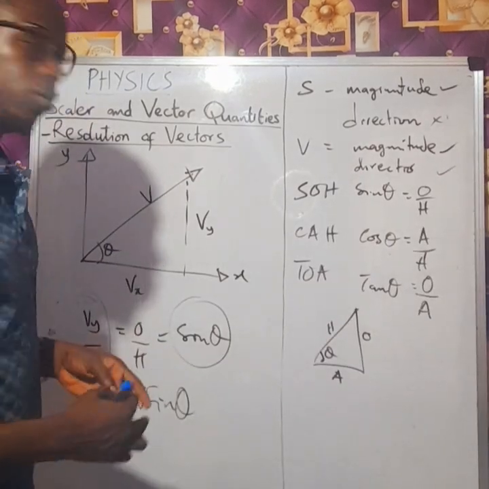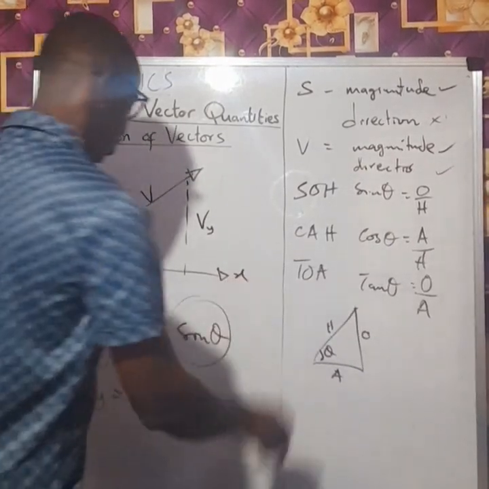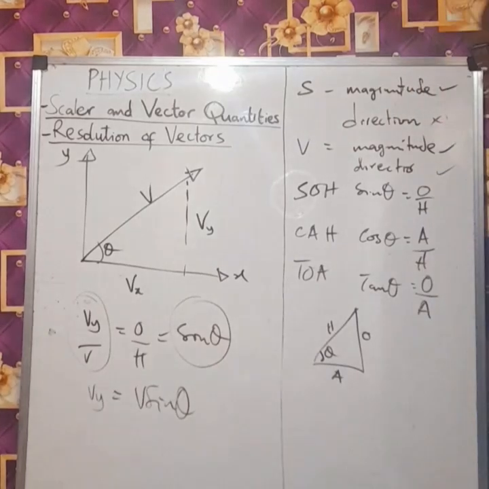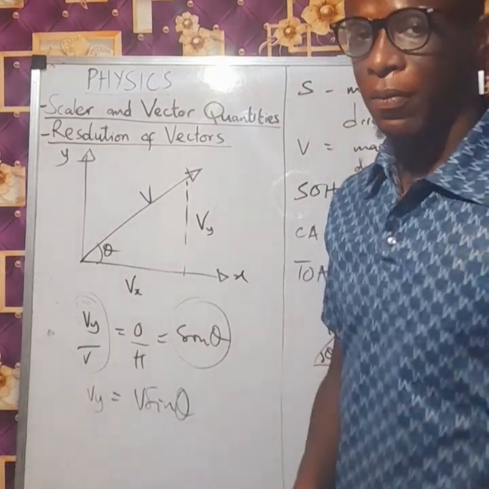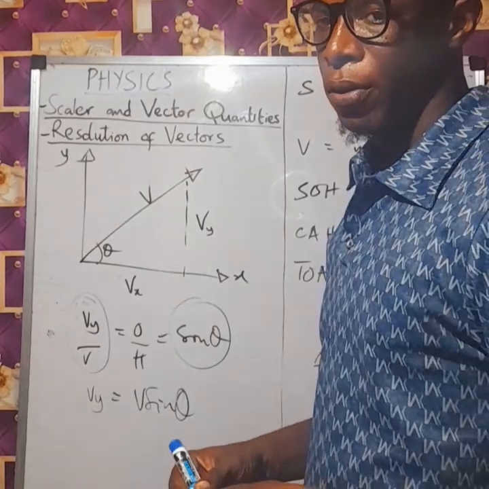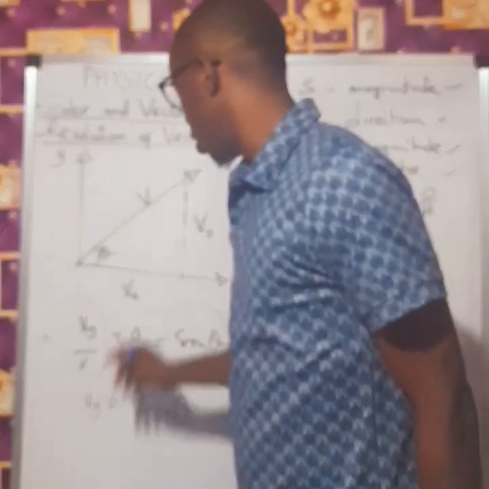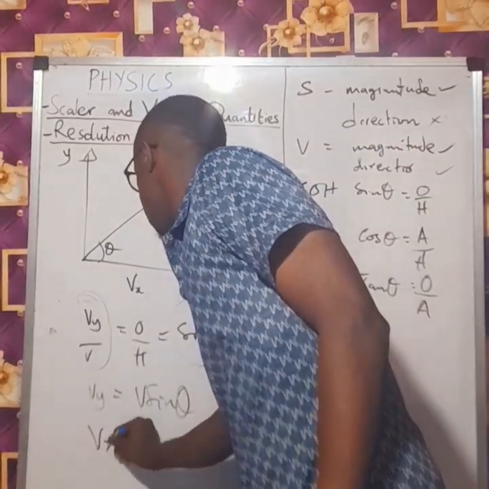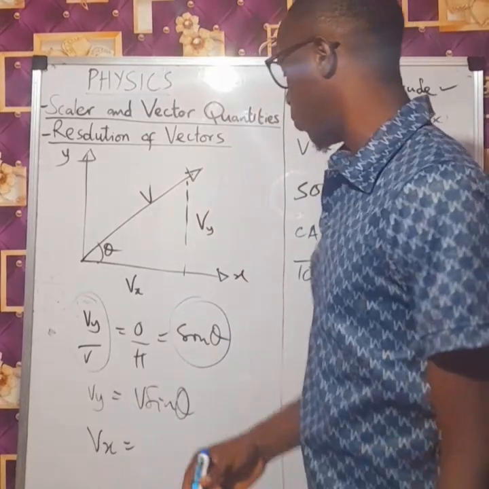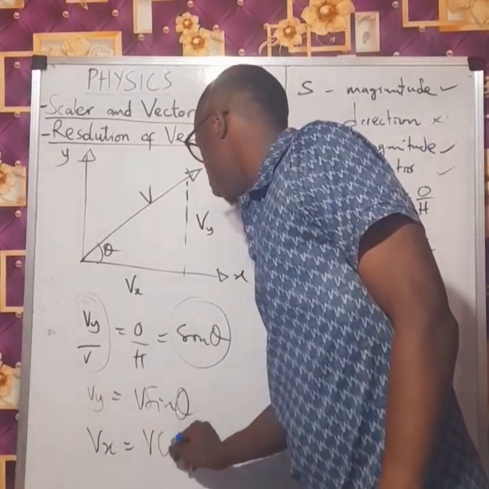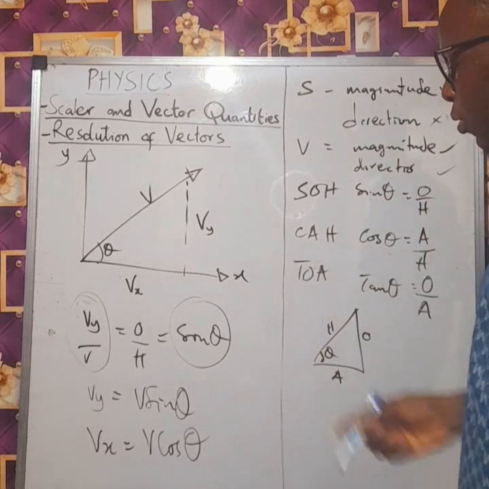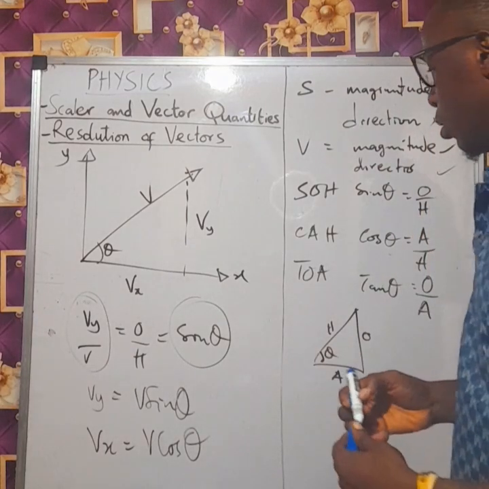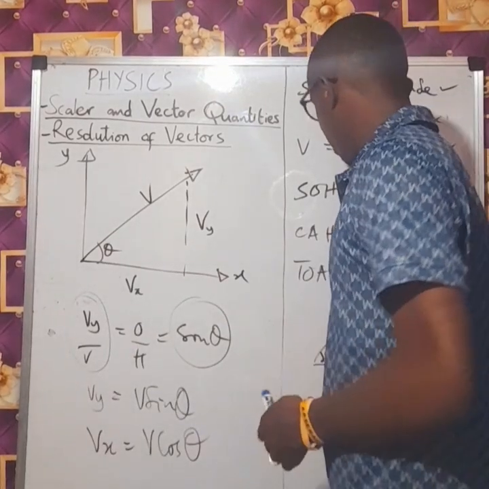Right? Are we together? Now the next is we look for Vx. Can you solve that? I believe you can. Just try and solve it. Following the same principle, we have Vx equals V cos theta. Right? That is that.